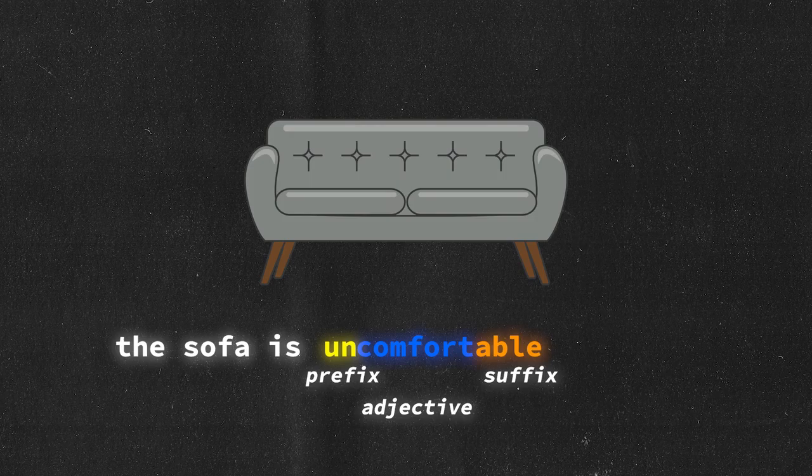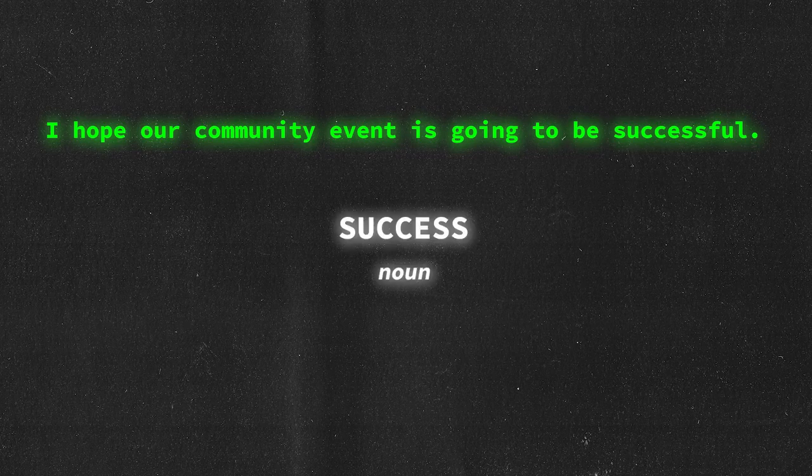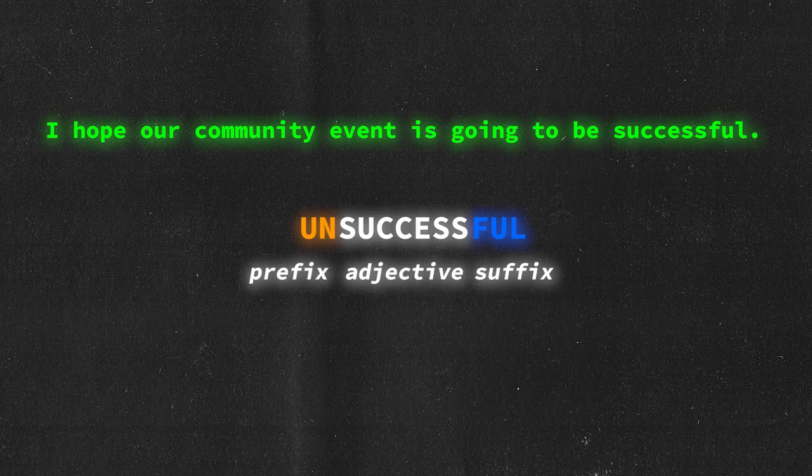Let's look at some more examples. I hope our community event is going to be successful. We can take the noun success and make it into an adjective by using the suffix full. Remember, full only has one L when it is a suffix. Do not use full with two L's. But what if the event doesn't go very well? Then we can say it was unsuccessful. We can use the prefix un to make it negative.